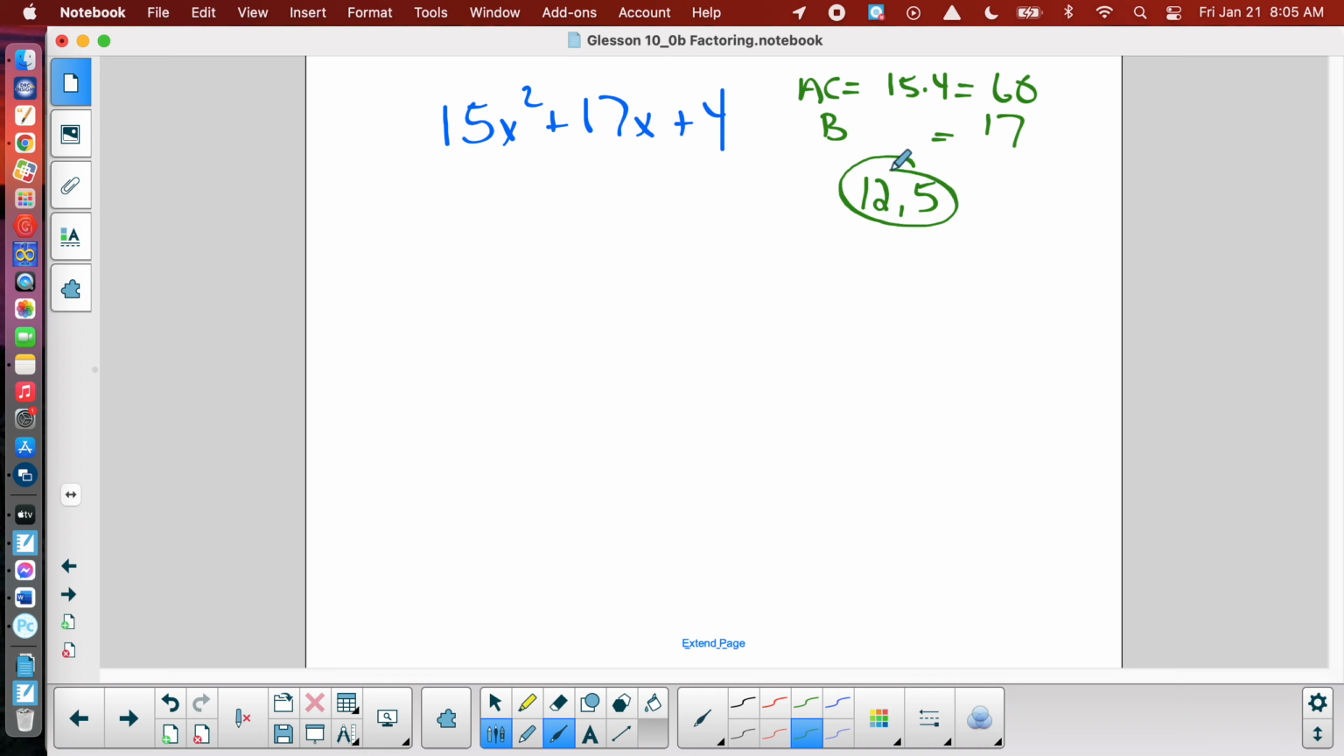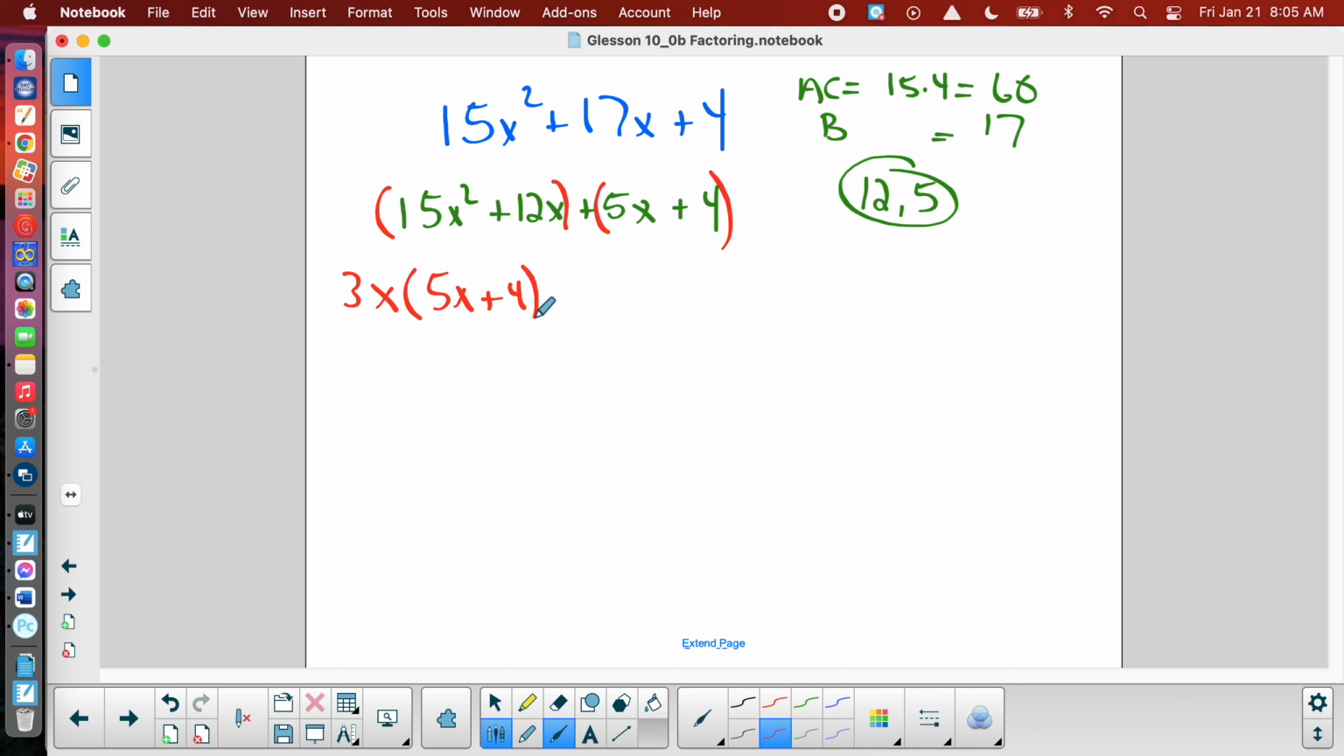Okay? So I'm going to rewrite this as 15x squared plus 12x plus 5x, because 12x and 5x give me the 17x, plus 4. We're then going to group it. Common factor here. I know it's going to be an x for the first one. What's the greatest common factor for the coefficients? A 3. Leaves me a 5x plus 4.